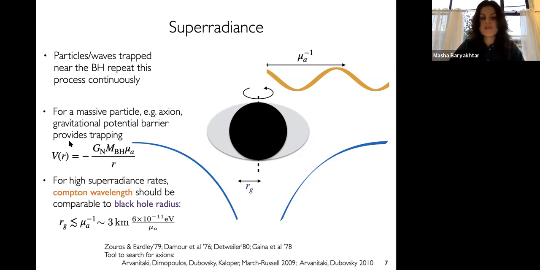It is localized just by gravity, so we're not assuming any other interactions. The potential is G_Newton times the mass of the black hole times the mass of the axion, which I'm calling mu, over r. So that's what allows these waves to be bound to the black hole just because the axion has a mass. And for high rates of this process, you want the Compton wavelength to be comparable to the black hole radius, so that the bound states are localized close to but outside of the black hole.